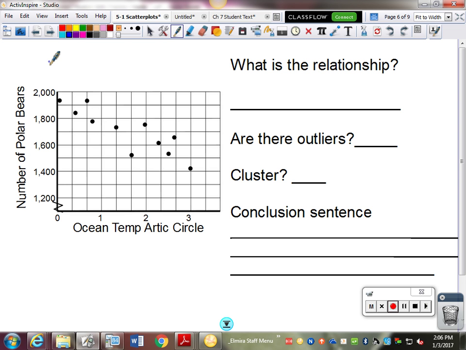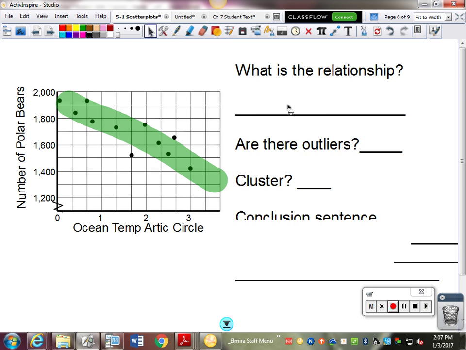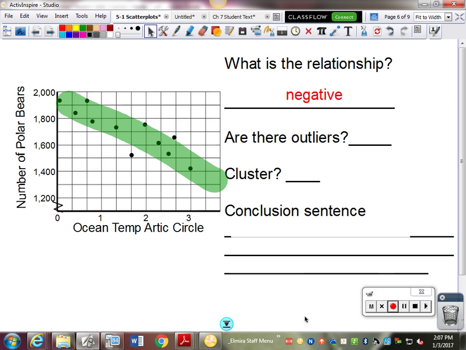What is the relationship here? Well, we were talking about the temperature of the ocean and the Arctic Circle, and how does that affect the polar bears? Well, the relationship, what I'm seeing is, and I'm going to have to widen this out a little bit, that generally we're going downhill. So that means my relationship is, there it is, negative.